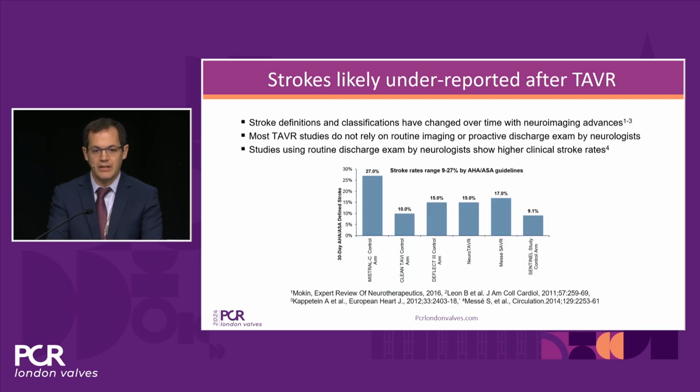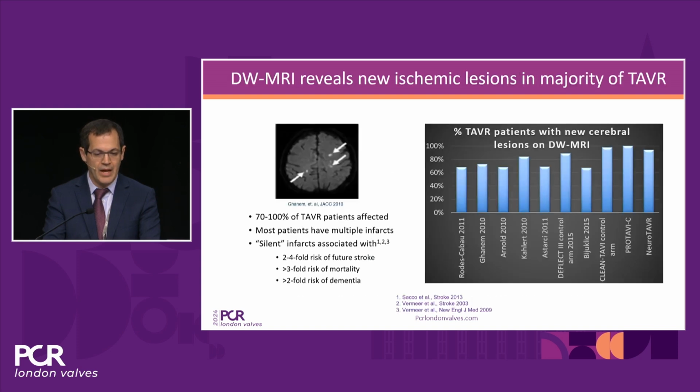It's also very likely that stroke, as I've shown, for example, from the TVT registry, is substantially underreported after TAVR. And we know from the studies that have used routine neurologic imaging, such as MRI, and proactive examination by neurologists, the stroke rates are clearly much higher, anywhere from 10 to 20% or more. And even beyond clinical stroke, when we do detailed DW MRI analyses, we find new ischemic brain lesions in the vast majority of TAVR recipients, anywhere from 70 to 100%.